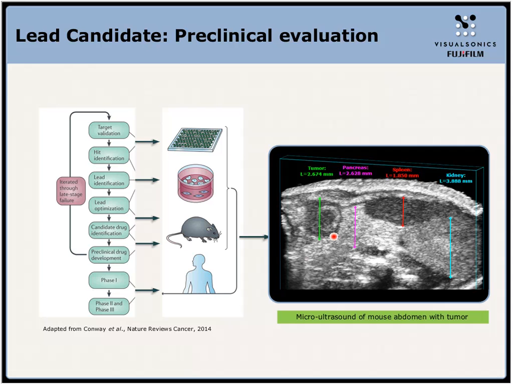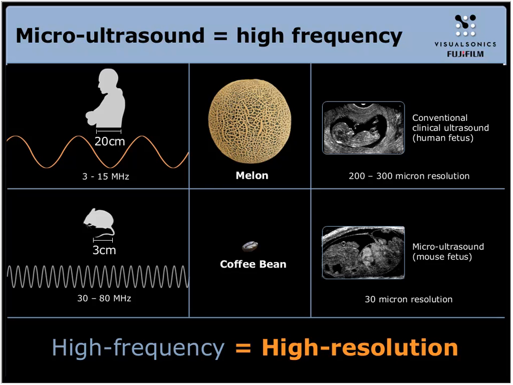Just to make sure that everyone's on the same playing field and understanding of micro-ultrasound: what we're talking about here today is micro-ultrasound, which is high-frequency ultrasound. Just for comparison, the top row shows you the frequency of the ultrasound used in the clinic, 3 to 15 megahertz. That provides a resolution of 200 to 300 microns, as seen here. This is an ultrasound image of a human fetus.